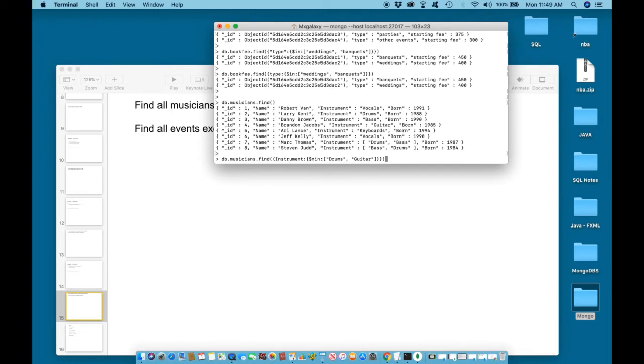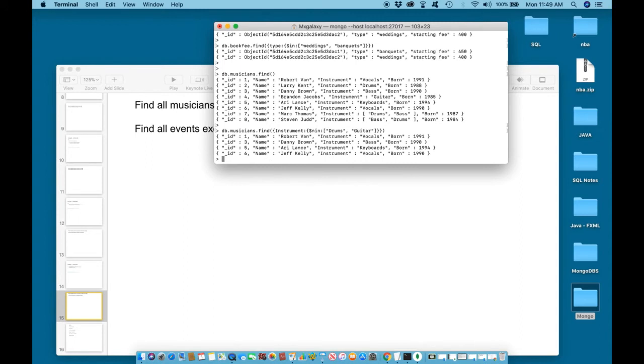We are looking to find information about musicians except for anyone who has played the drums or the guitar. The command we are searching by is db period musicians period find instruments nin drums or guitar. Hit enter. And we return with all of the musicians except for anyone who has ever played the drums or anyone who has ever played the guitar.